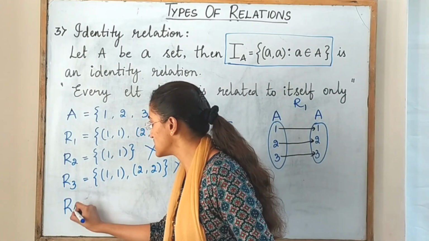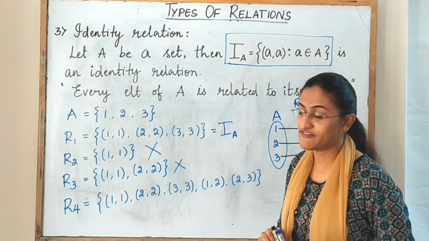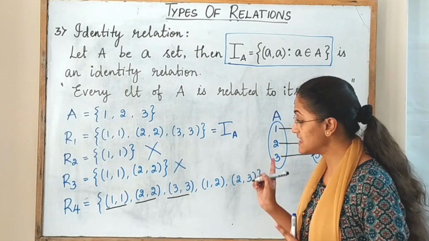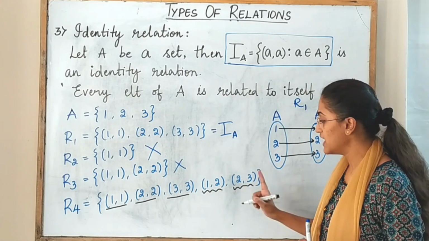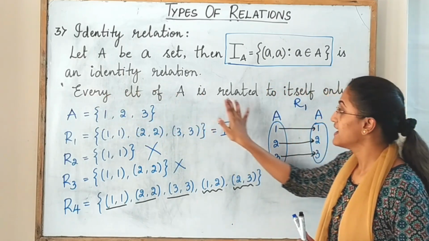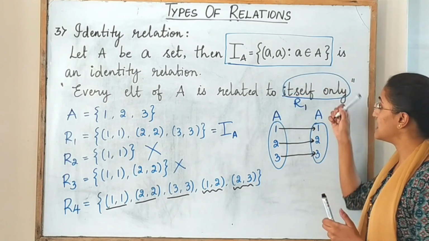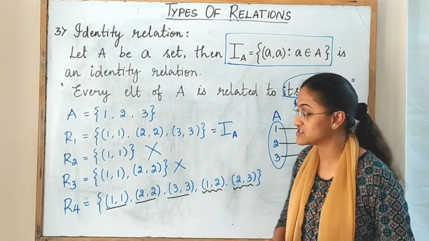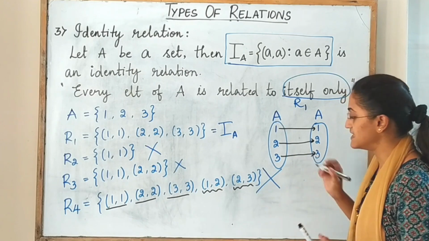If I write another relation R4, now look at this relation. Yes, as per my definition, all the elements of A are connected to itself, but in this relation you can observe that there are some extra elements such as 1, 2 and 2, 3. Now look at the definition. Every element of A is related to itself only. You shouldn't forget this, itself only, and hence these two elements should not be there in the identity relation, and hence you can conclude that even R4 is not an identity relation.